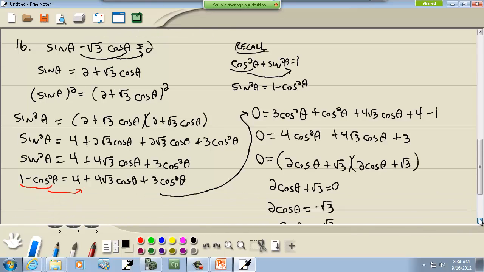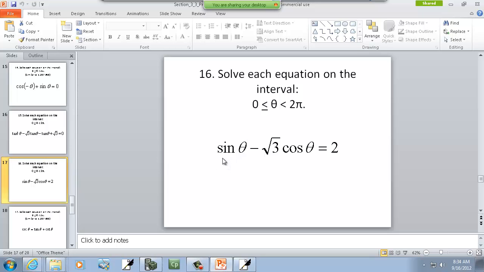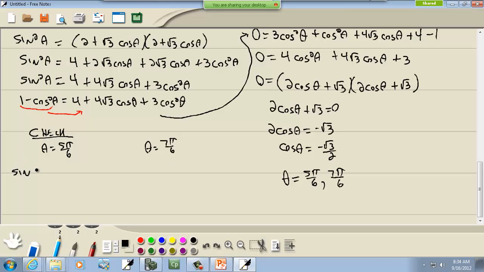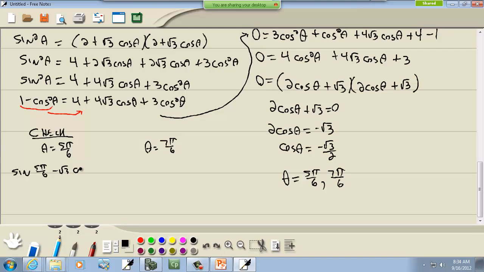If I check the other one, the 7 pi over 6. Actually, let me write those steps down, so I think I have room here. Check. What we do is we plug that into our original equation. So we got sine 5 pi over 6 minus square root of 3 cosine of 5 pi over 6. And this is a question mark if that's equal to 2.